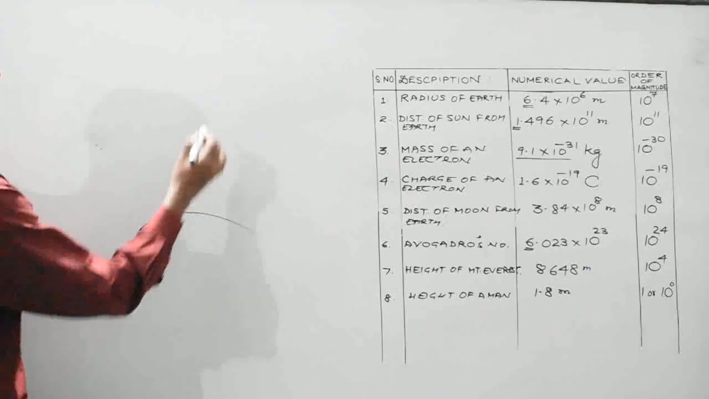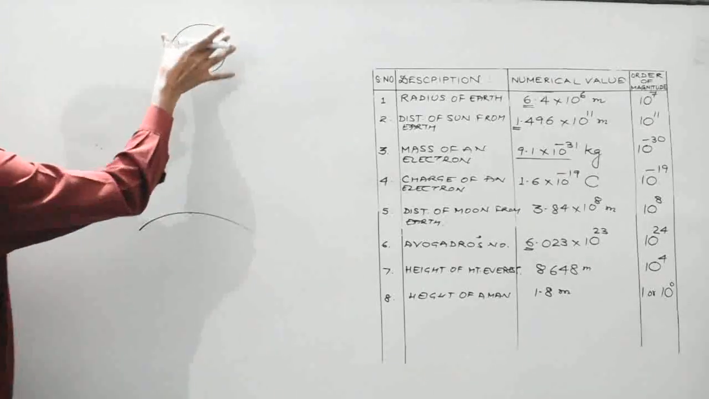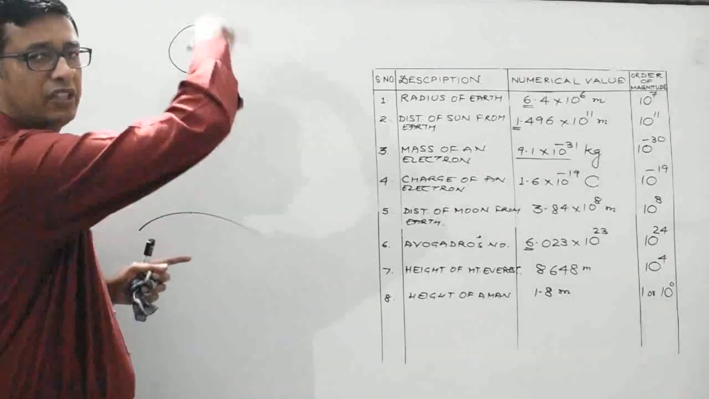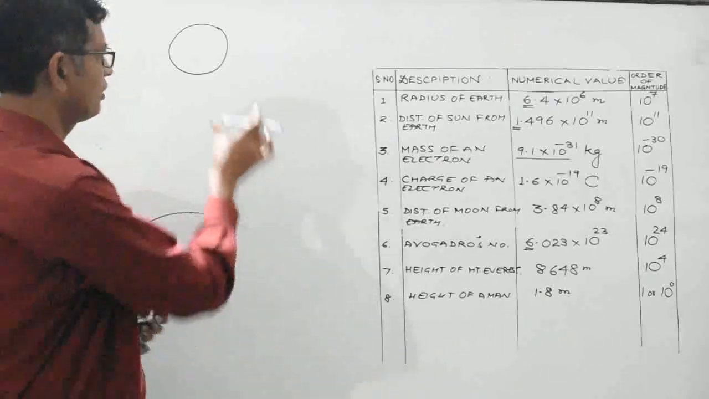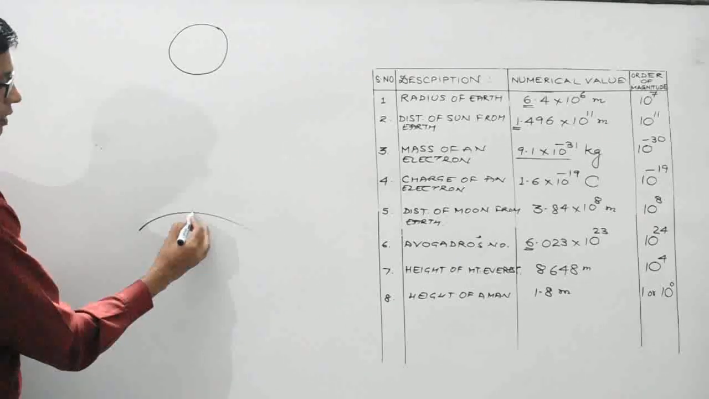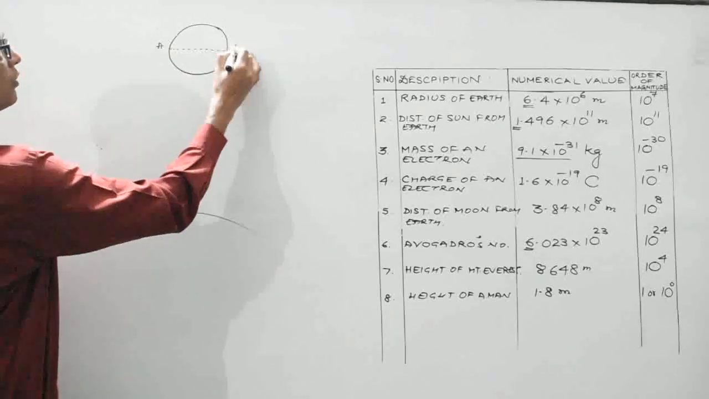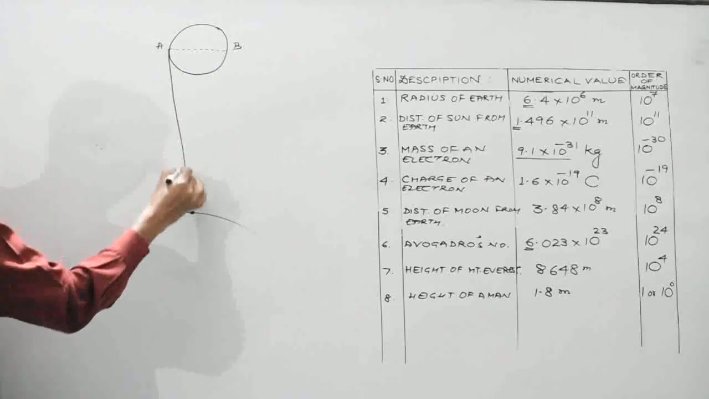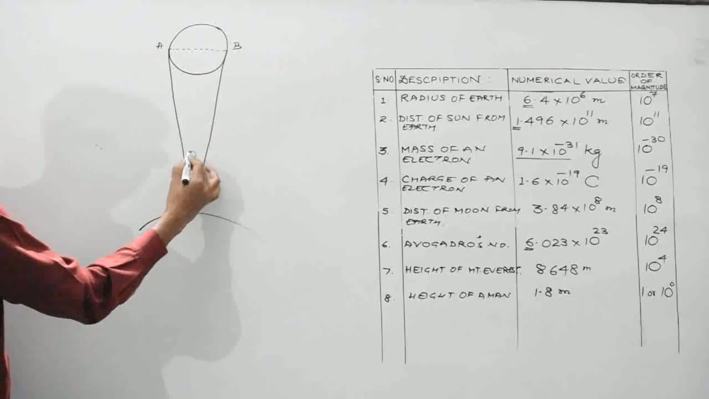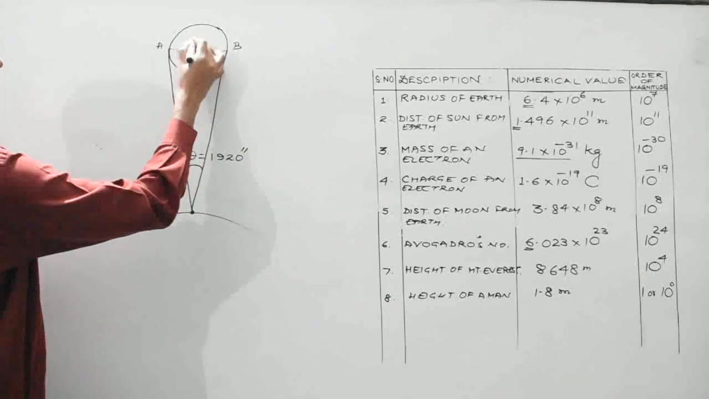So this is Earth's surface. Sun is at a very, very far away distance, so it is shown to be quite small. Right? So this is Earth and this is Sun, which is at a very, very huge distance away from us. Question is, this is a telescope and the angular diameter. This is the diameter of the sun, AB, and the angular diameter, I am talking about this angle. This angle is given to be 1920 seconds.